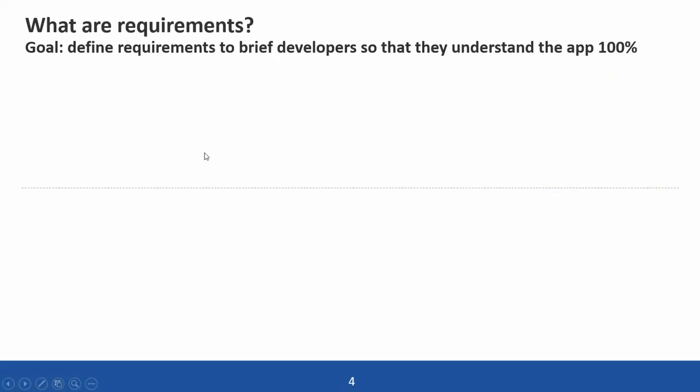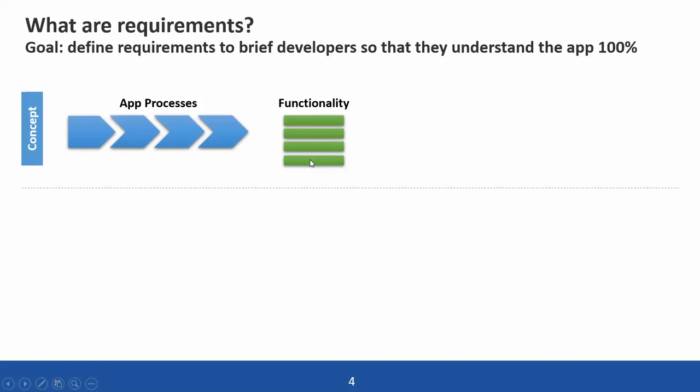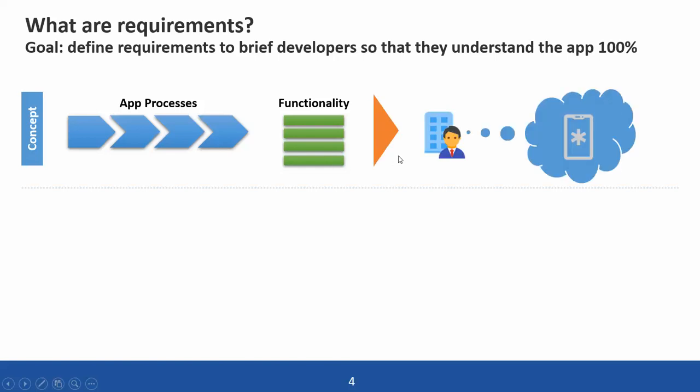So what are requirements? Requirements are in principle defined to brief developers so they can understand your app 100%. Like I said, in the beginning we had the concept, the basic processes, the functionalities, the USPs and so on, and all this gives you a really good idea of your application, how it should be in the future. But you have to challenge some problems. Problem one is, if you only explain this idea to the developers, you will forget a lot and perhaps only get 50% of what you want.